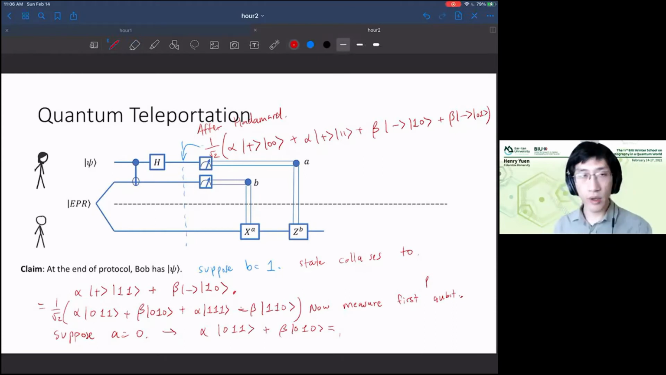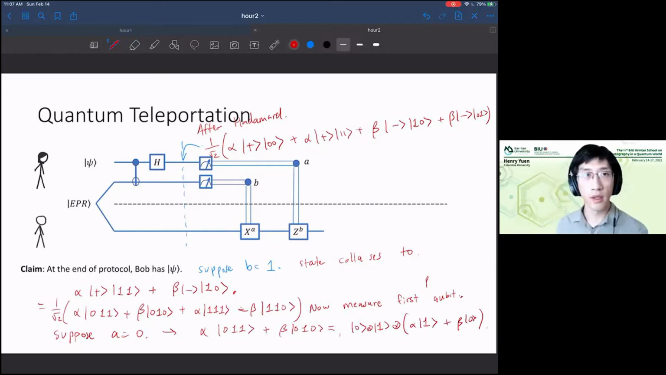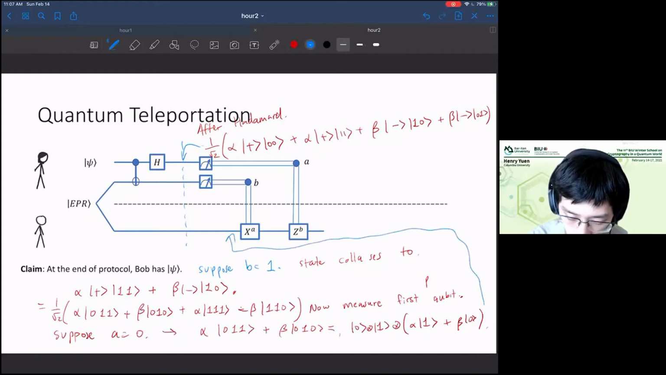And so now we're done. Well, almost done. So let's refactor the state. This is equal to 0, tensor 1. Those are the state of the first 2 qubits, tensor alpha 1 plus beta 0, right? So this describes the state of the system after the measurements, but before Bob has applied his corrections. So this corresponds to this state.